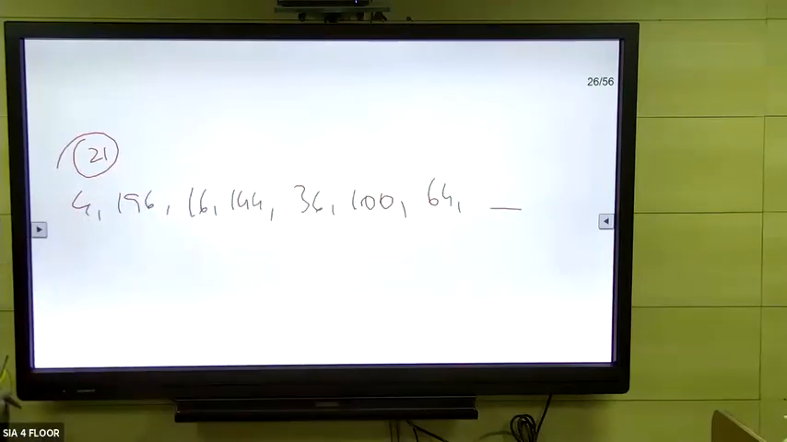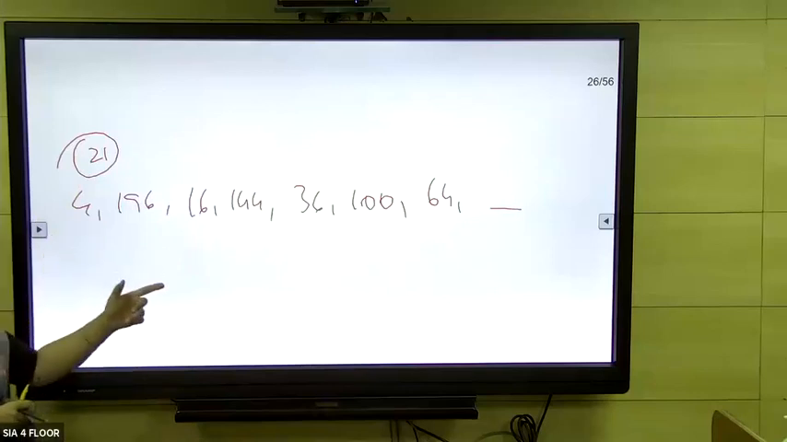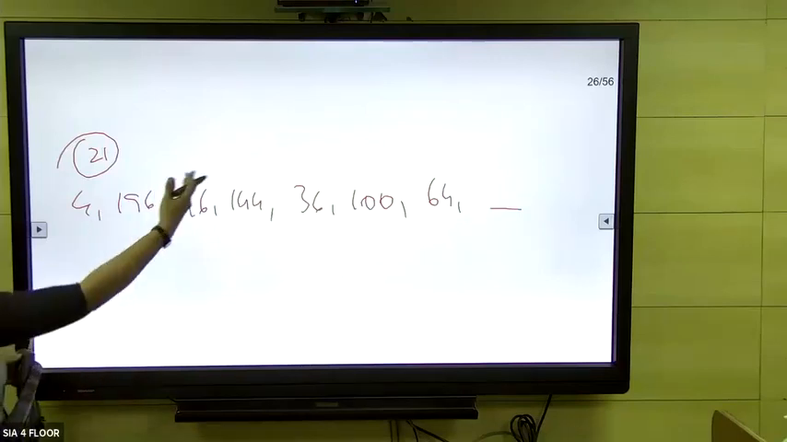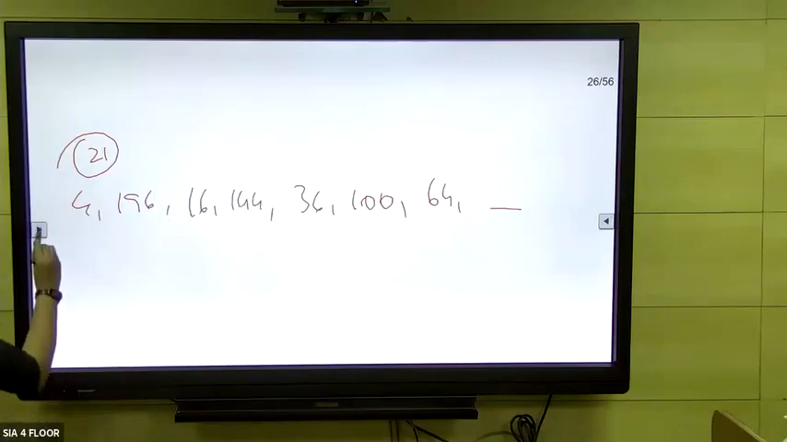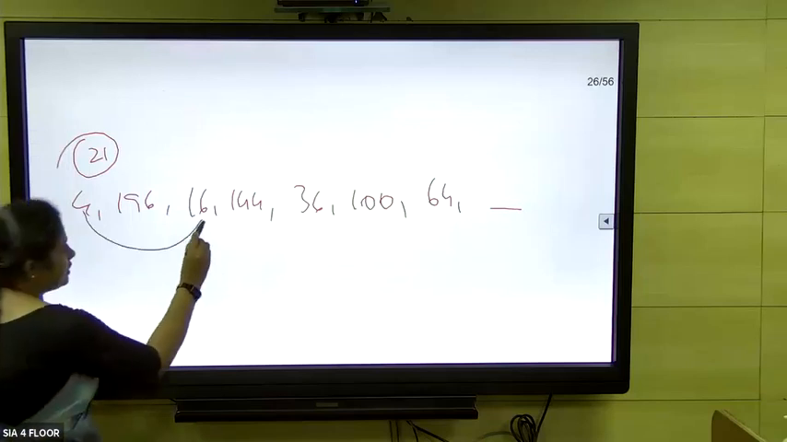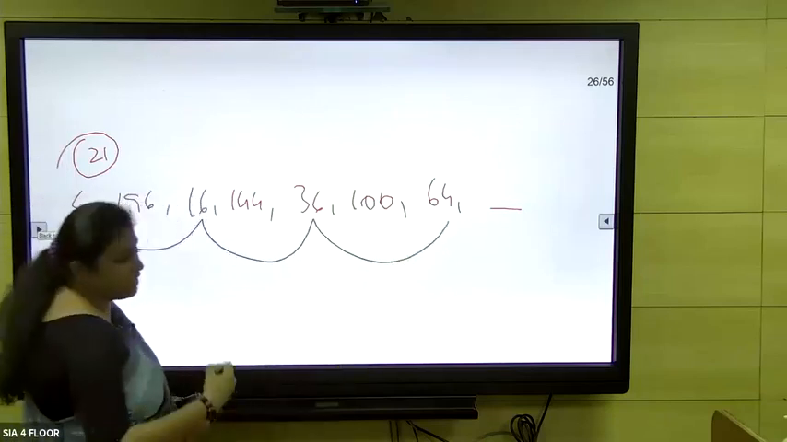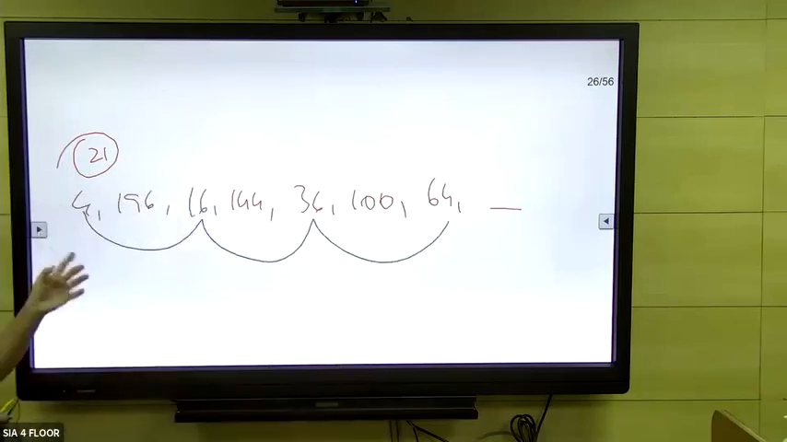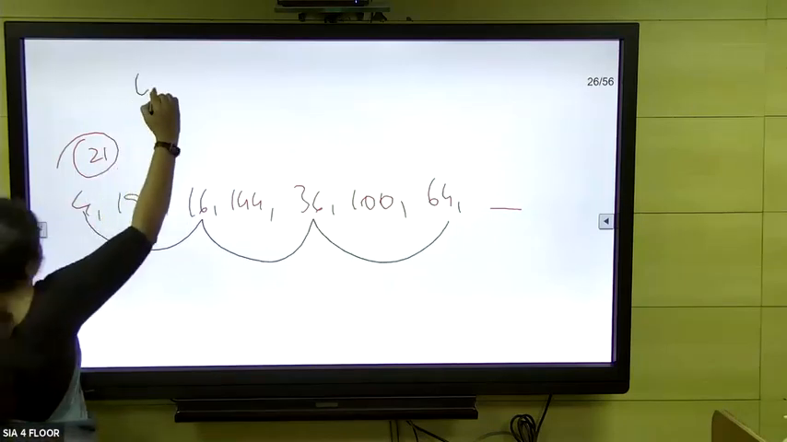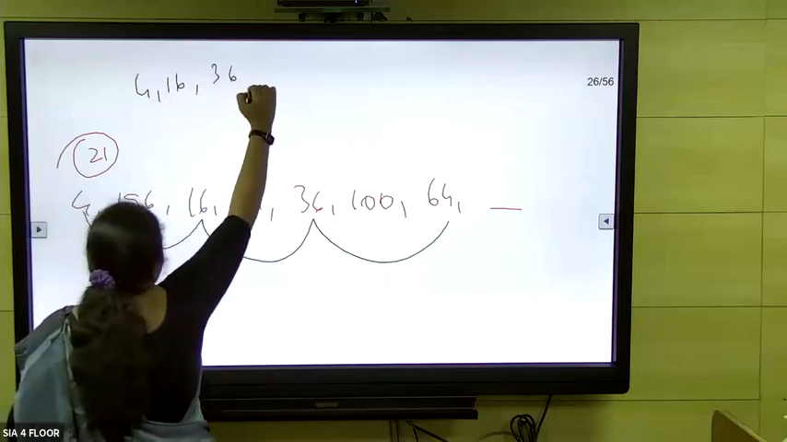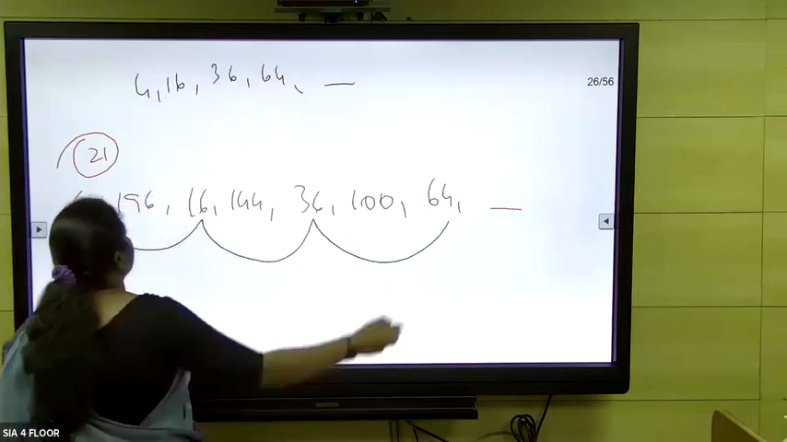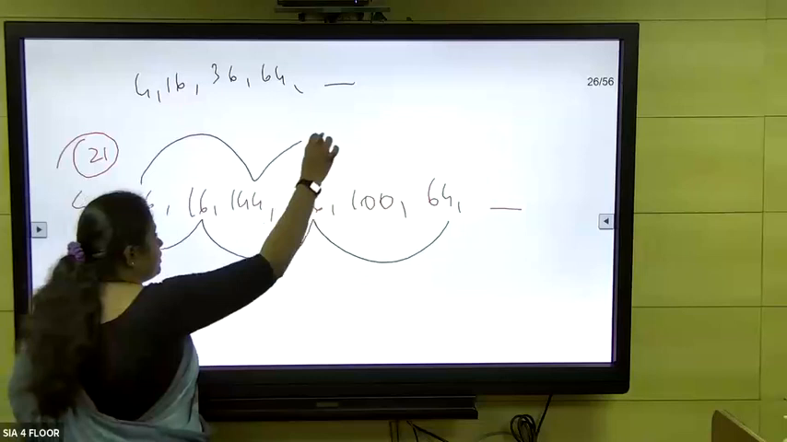Now it's very clear that all the numbers are square numbers, but this sequence doesn't have any logic, even though you have so many numbers. If I try to make the connection this way, then I'm getting a logic, correct? So this is one sequence, and it's a completely separate sequence. 4, 16, 36, 64. And this is a completely different sequence.